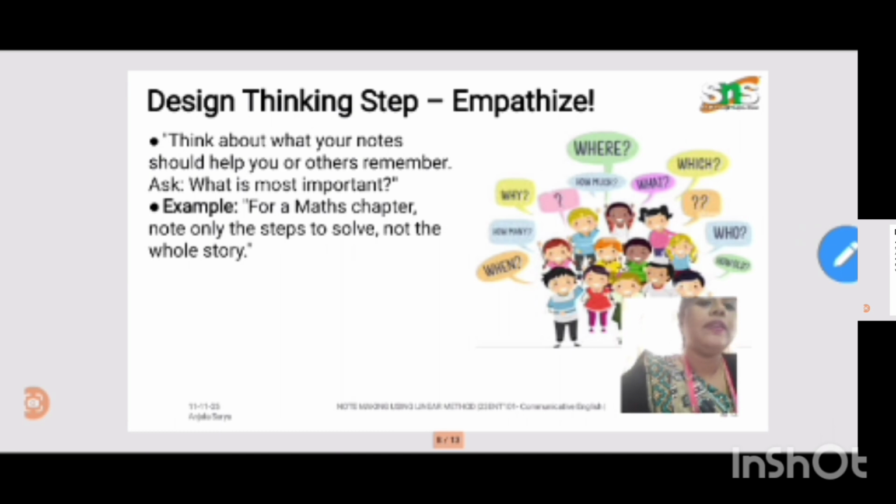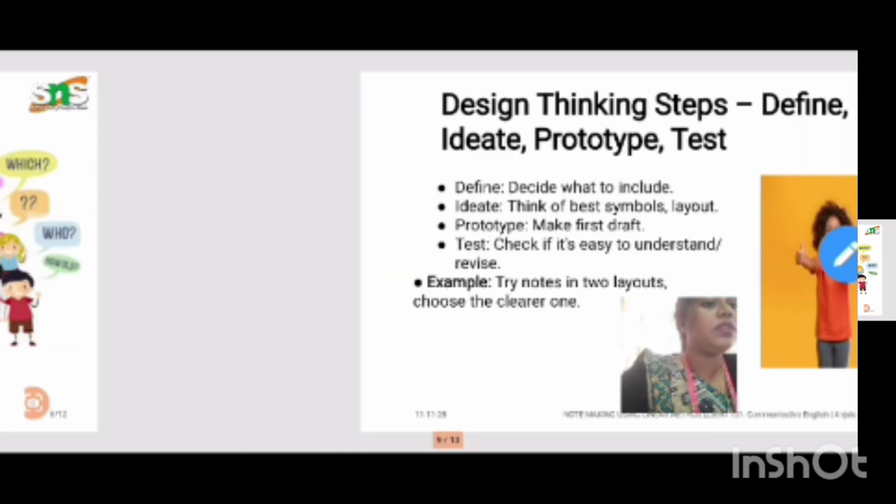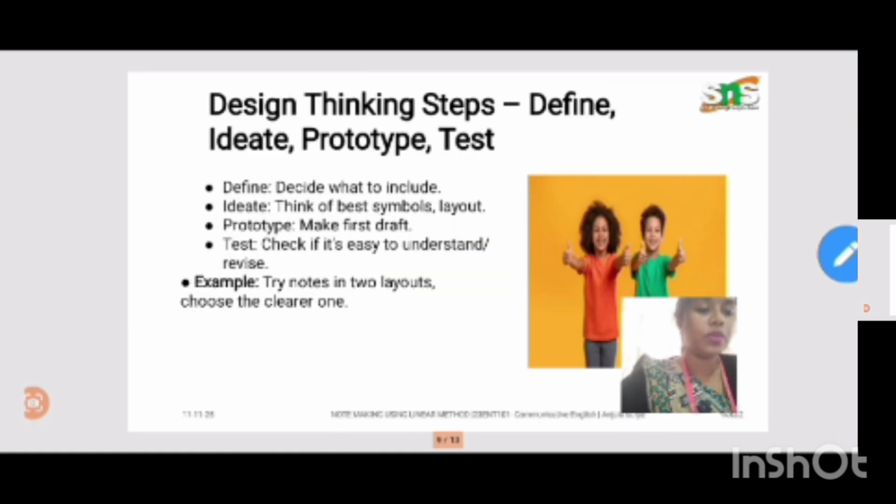And this is very impactful in your studies while taking lecture notes, as I said before. Think about what your notes should help you with and help you remember. For example, this is very important during your maths lectures, where you can solve the problems step by step, so you can get it with those kinds of ideas. And on a design thinking basis, how it is defined: decide what to include, indicate, and how to think about the symbols and layout.